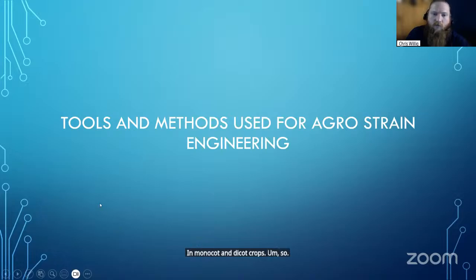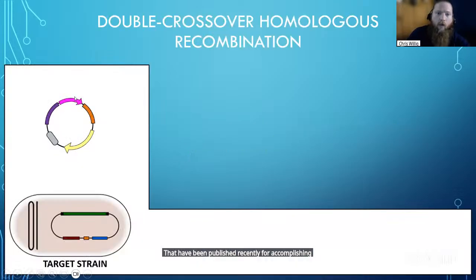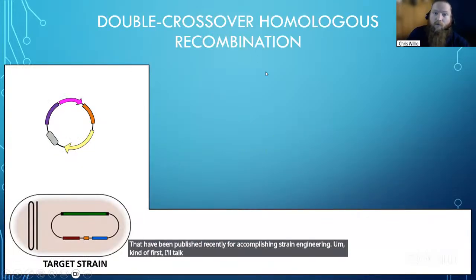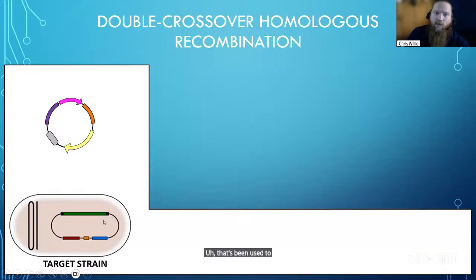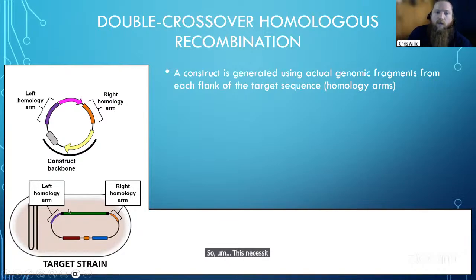So, newer tools that have been published recently for accomplishing strain engineering. First, I'll talk about the classical method that's been used to engineer strains, which is called double crossover homologous recombination. So this necessitates using two sequences taken from the target strain, flanking the region to be deleted or replaced. We'll use tDNA in this case. And these are referred to as homology arms. They're usually 800 to 1200 base pairs long.